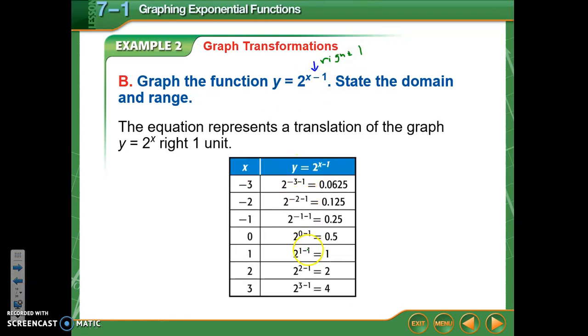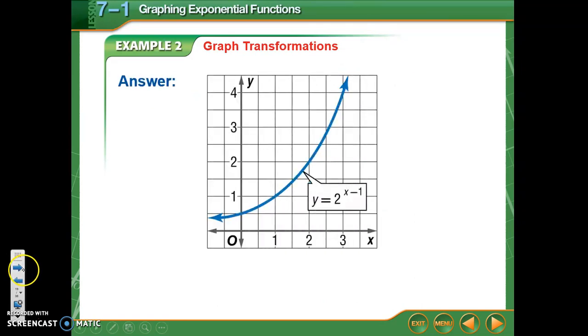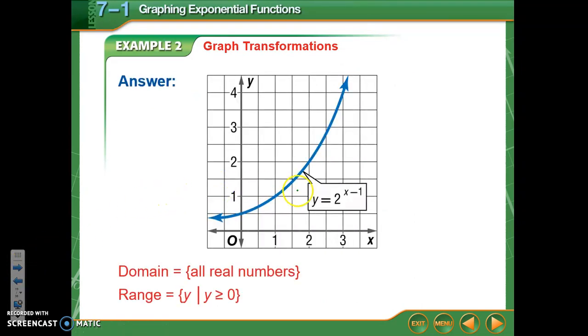And so here they're showing you the work of how to plug in the ordered pairs. If you need to pause the video and take a look at that closely, do so. But this is what my graph would look like. So this is moved to the right 1. The point that used to be 0, 1 on my original graph, this is my y-intercept, is now moved over 1 unit to the right. So that point is now 1, 1. Notice the x value changed and moved 1 unit to the right.